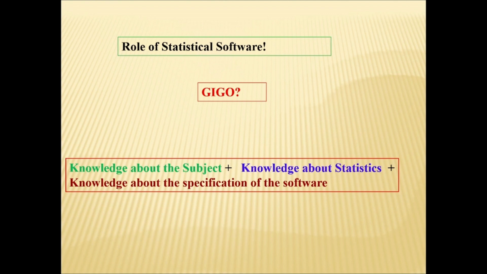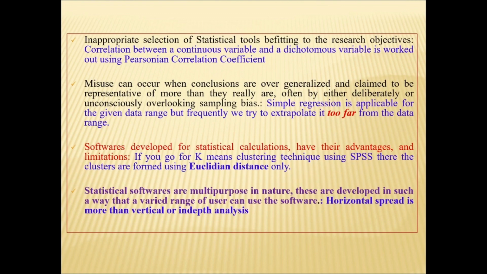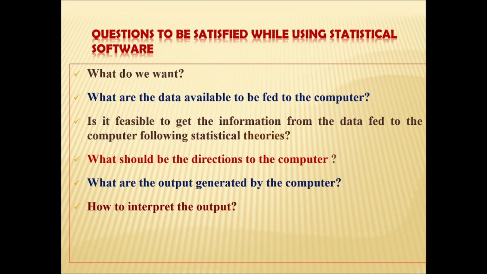So that's why that is in probability. What I have tried to say here is that knowledge about statistics and knowledge about the specifications of the software is required along with the software. Next. These are the parts we have discussed. Keep this thing. Let's see.